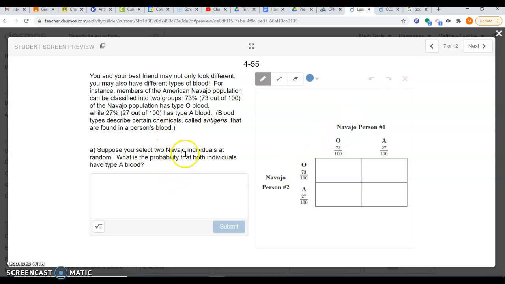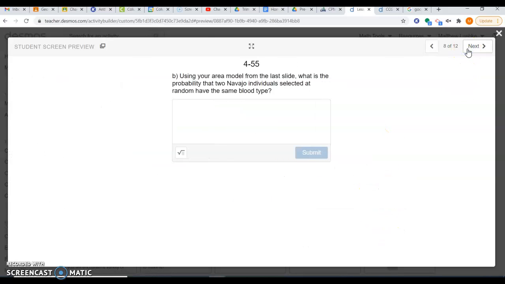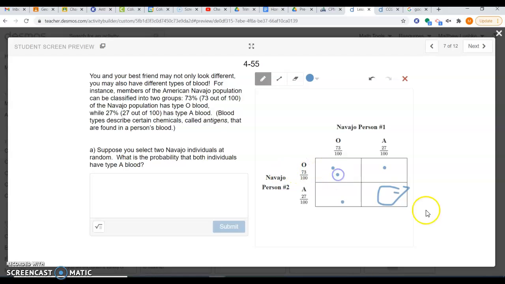And what we're going to do here is two Navajo individuals randomly selected. What's the probability that they both have A blood type? Again, you're going to multiply into each box. And this time we're looking for this box down here because we want type A and type A. Using the area model in this last slide, we want what is the probability that they have the same blood type. So that means they could either be OO or AA. And so you'd have to add these two boxes together because there's both the probability there, OO and AA.